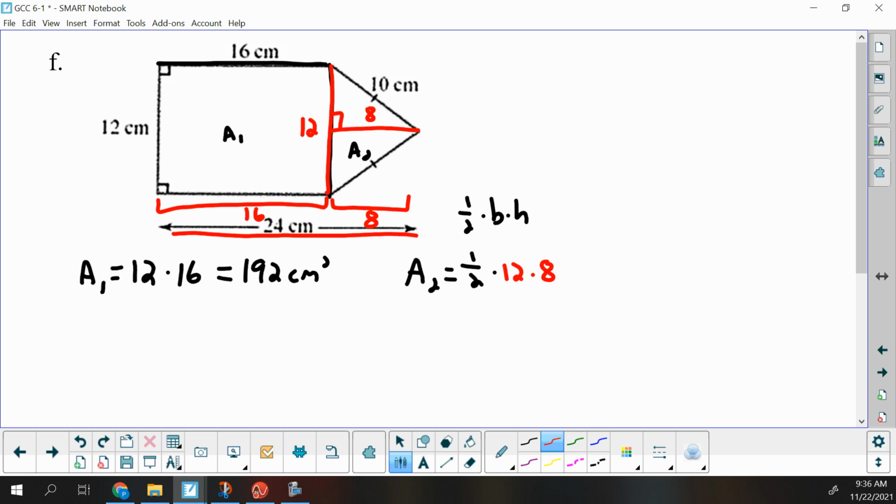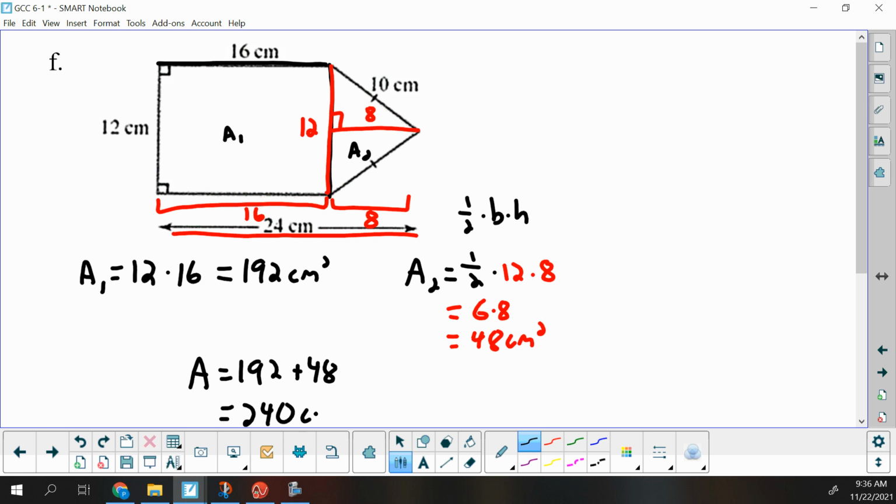Half of 12 is 6. And then 6 times 8 is just 48 centimeters squared. Then to find your total area, all we do is we just add those together. So 192 plus 48, that would give us 240 centimeters squared altogether. So split it into familiar shapes, find those areas of the familiar shapes, and then just add them back together.